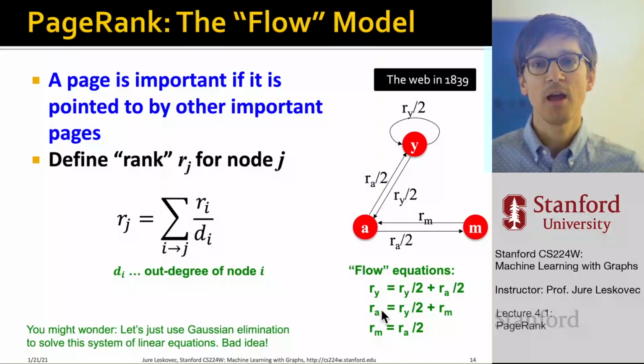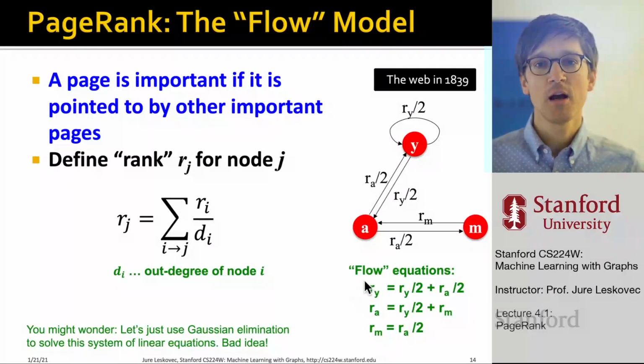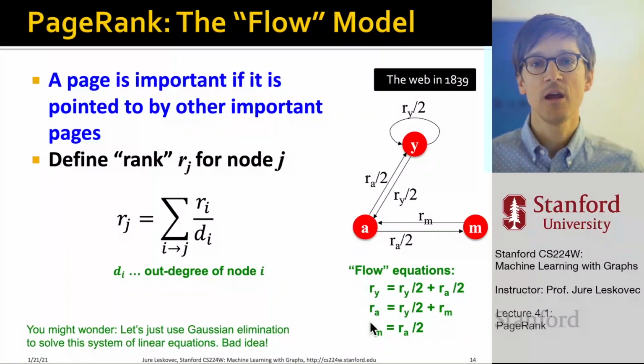The importance of a is the importance of m, because m has 1 outlink, and it's half the importance of y, because y has 2 outlinks, one to a and one self loop. And then the importance of m is simply half the importance of a, because again a has 2 outlinks. So now you can say, I have 3 unknowns and I have 3 equations.